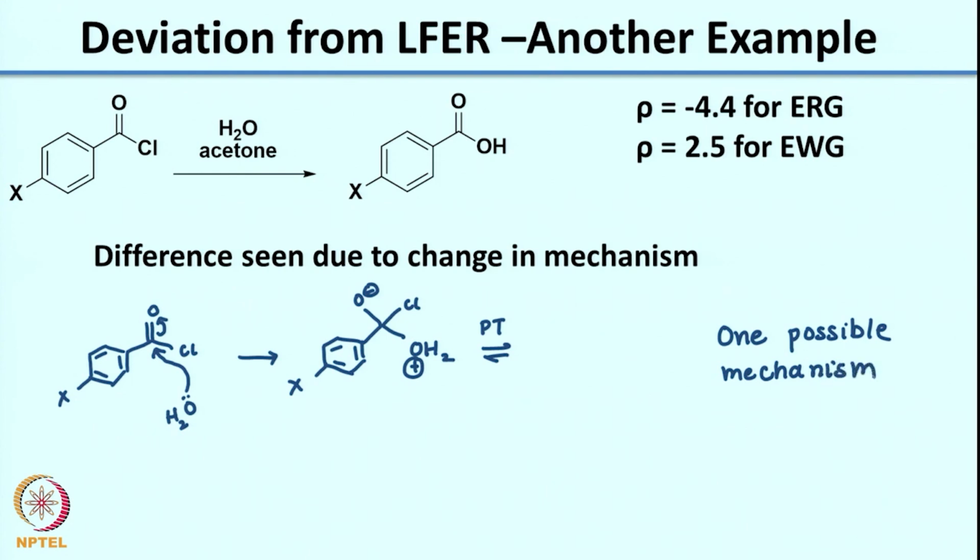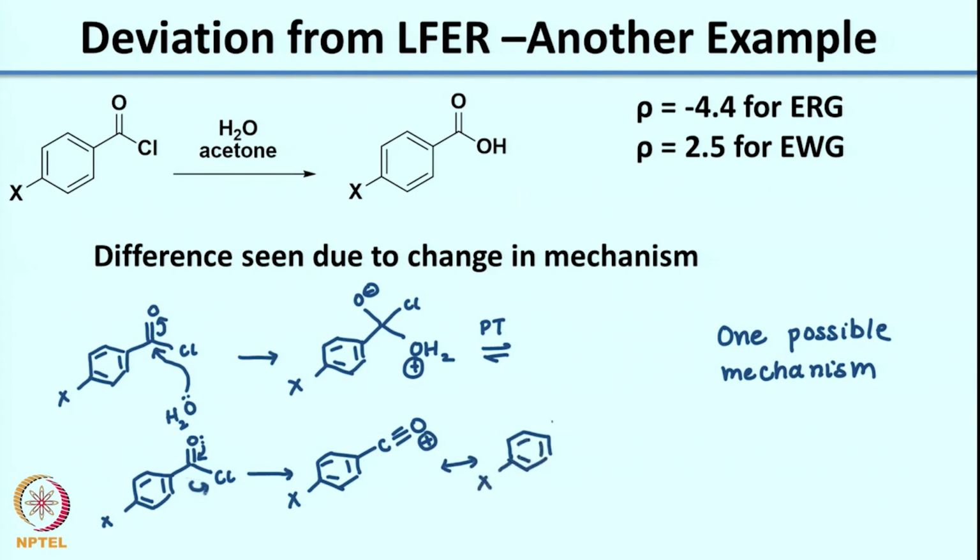What would be another possible mechanism? Another possible mechanism could be... so you can imagine this giving you... you can either imagine it coming like this to give you... or you can think of it... so this is an alternate mechanism.